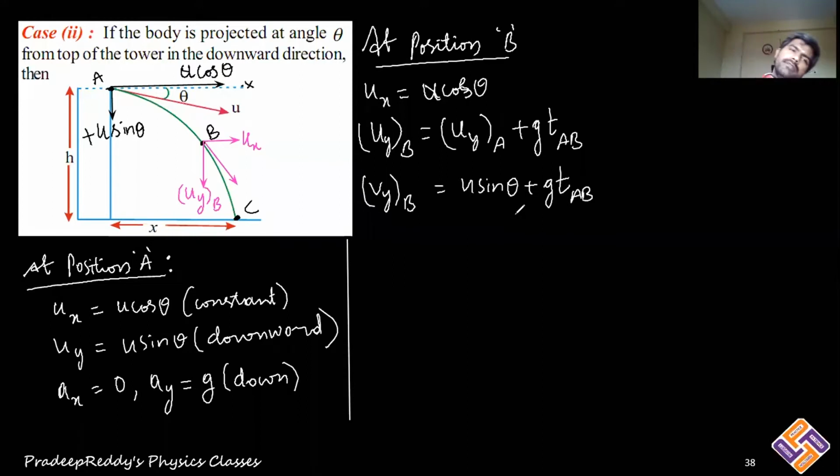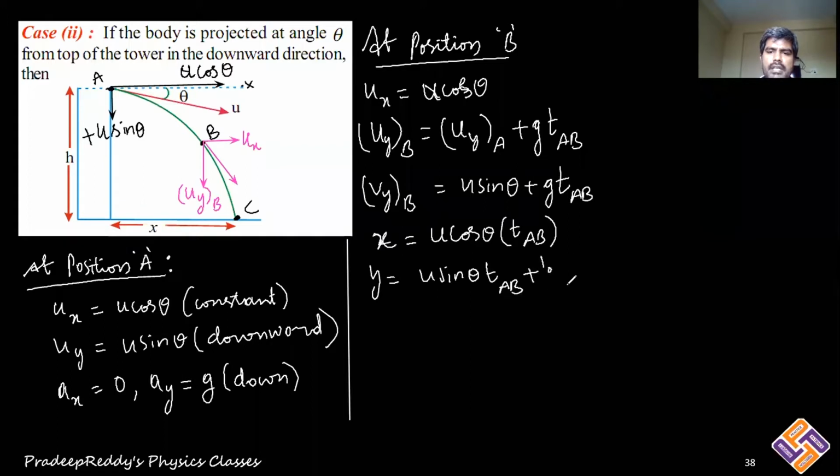Similarly, you can find the displacement along the x-axis and along the y direction. Displacement along the x-axis can be written as u cos theta into the time taken to travel from A to B, and along the y direction you can write it as u sin theta, the initial velocity, into the time taken to travel AB plus half g t square. So you will get the displacement along the x-axis and y-axis at position B. Now come to position C.